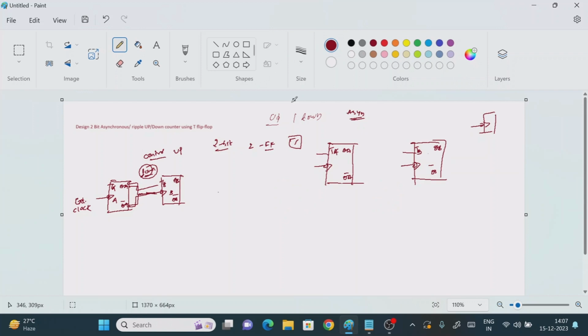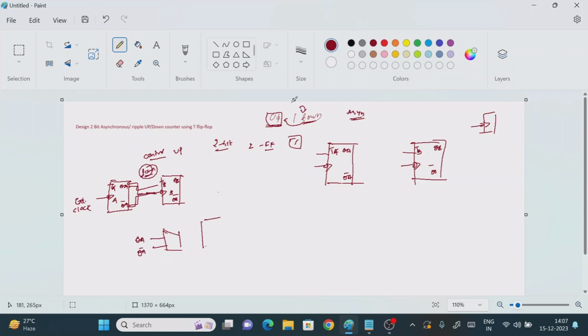One more point to remember: if up count is being performed, we cannot perform the down count, and if down count is being performed, we cannot perform the up counting operation. So for that we require a control mechanism, right? For that I am going to take one multiplexer, that is the 2 to 1 multiplexer. One input will be connected to QA, and another one will be connected to QA bar.